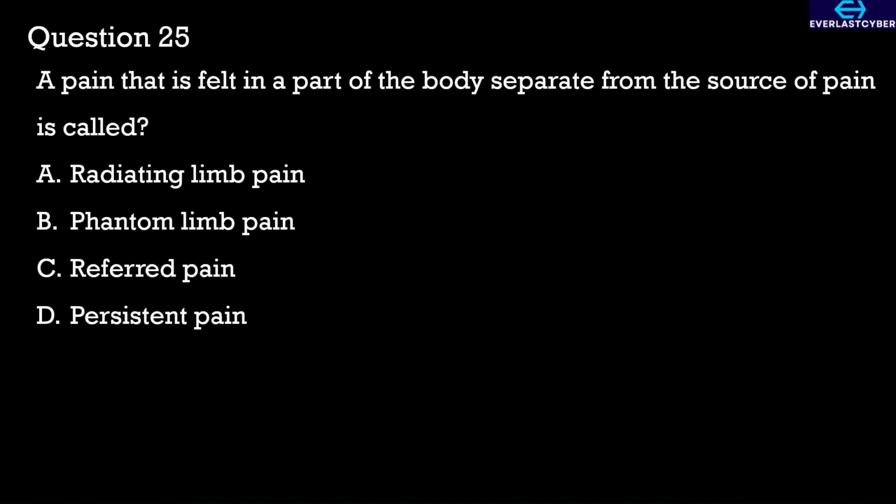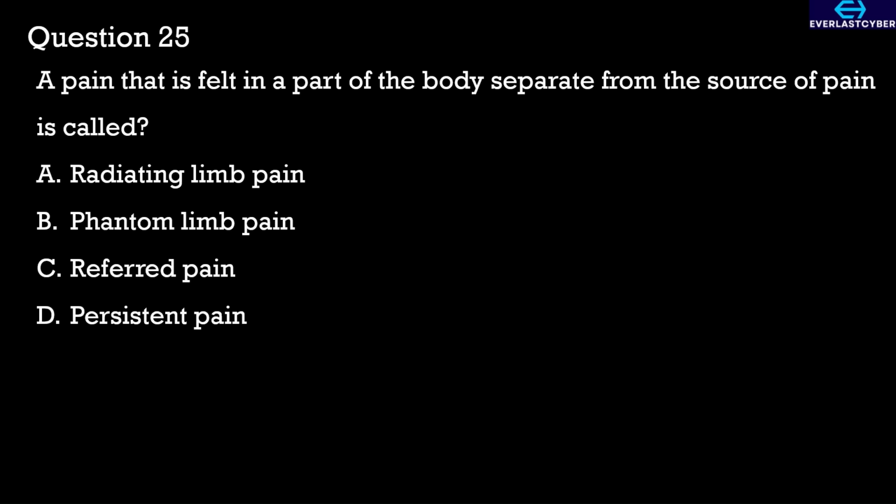Question 25. A pain that is felt in a part of the body separate from the source of pain is called A. Radiating limb pain. B. Phantom limb pain. C. Referred pain. D. Persistent pain.